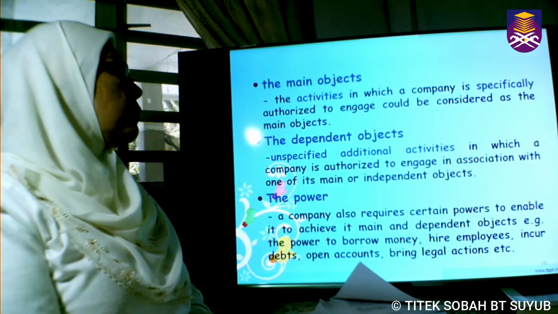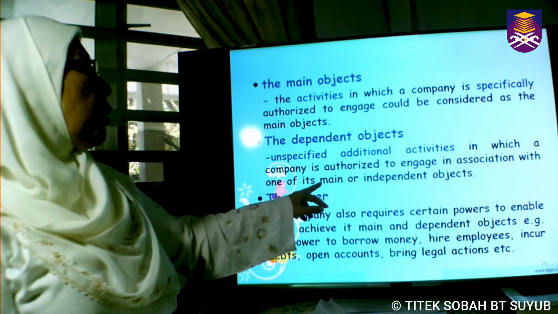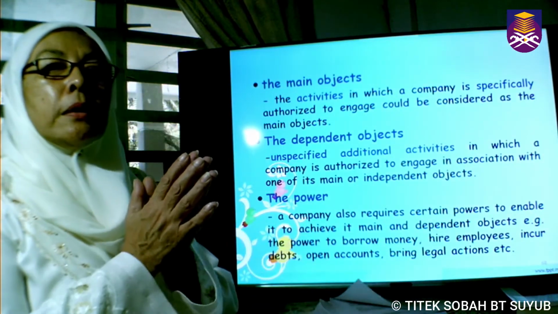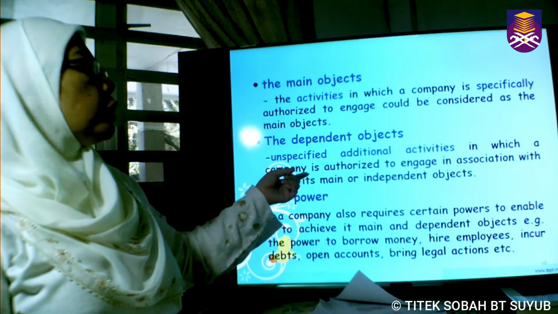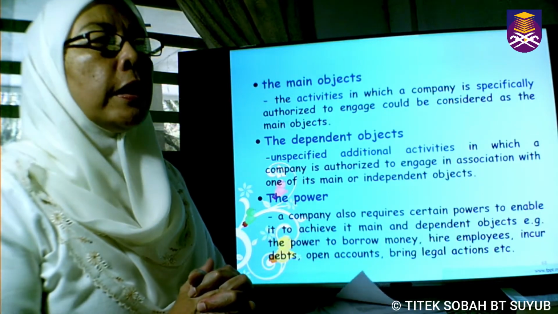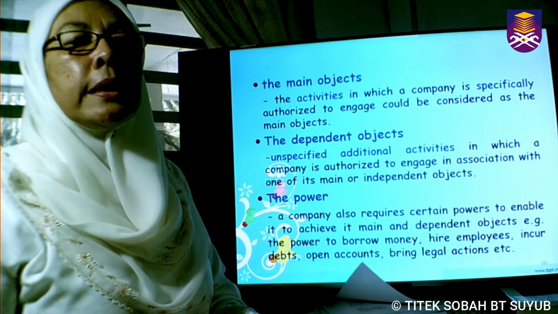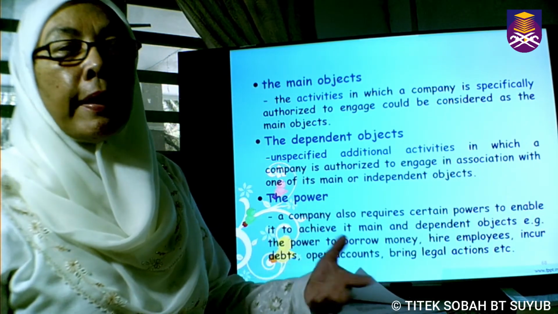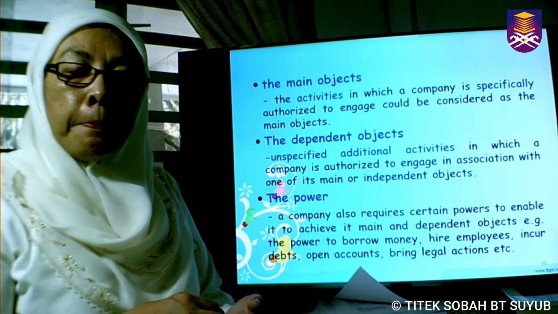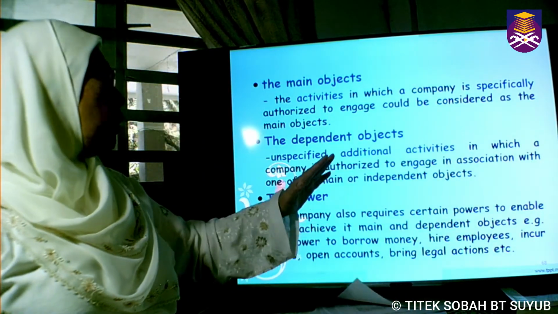Actually, this is additional activities which a company is authorized to engage in association with one of its main or independent objects. So like Universiti Petronas, what is the main object? Education, right? So what is additional activities? For education, of course, they can have professors from overseas as professors in their universities. They can have linkages with other industries. So this actually is the dependent objects to ensure that the main object can run smoothly. So they need to have these dependent objects.